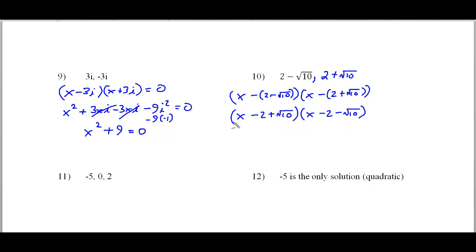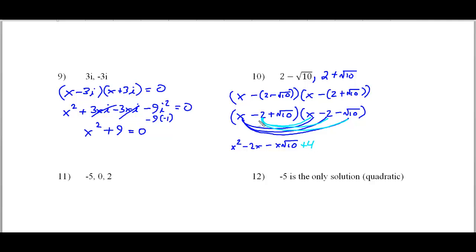Now, instead of having a binomial FOIL problem like we did in problems 5 through 9, now we have two trinomials. And so we will slowly take our time to distribute the first term by each of these terms here, here, and here. So this is going to be x squared minus 2x minus x square root of 10. Now I'm going to change colors here so you see how I'm doing the distribution. Now I'm going to take my negative 2 and distribute that here, here, and here. So negative 2 times negative 2 is positive 4.